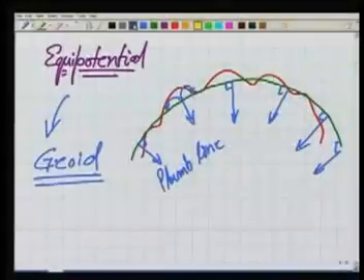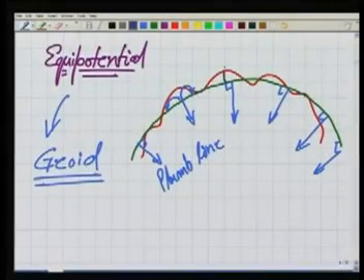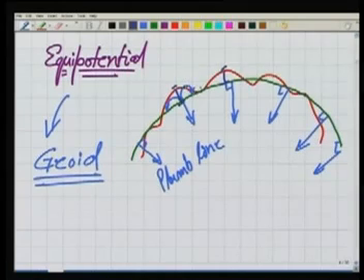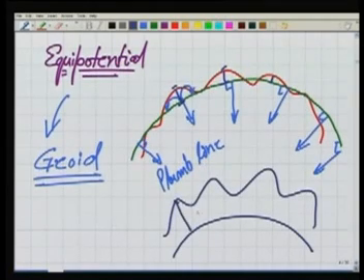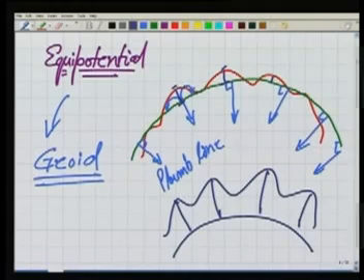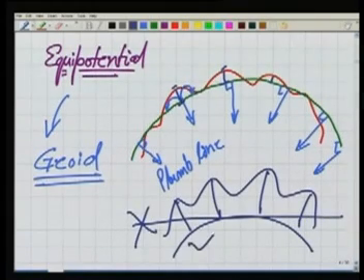For example, here I start measuring the elevations of these points from this surface. So if this is my geoid, the elevations of different points are to be measured from the geoid, not from a horizontal surface. Now how can we establish the geoid?